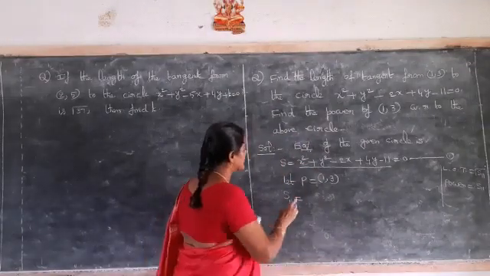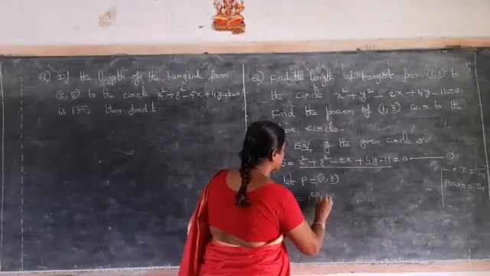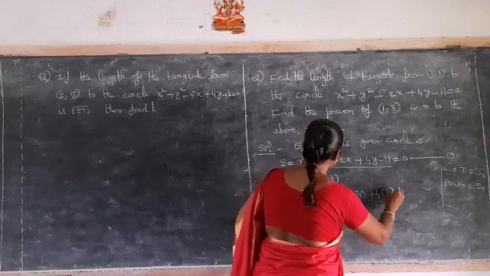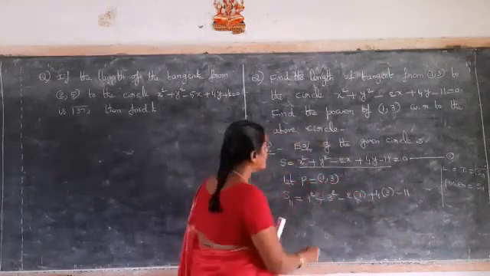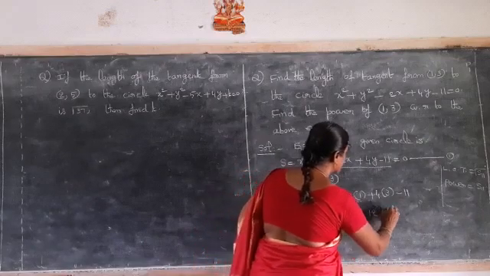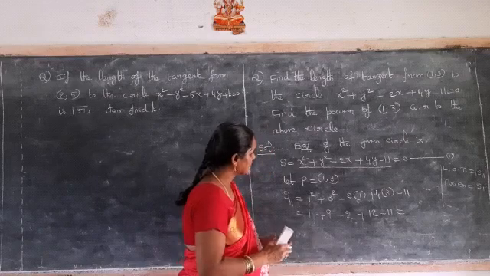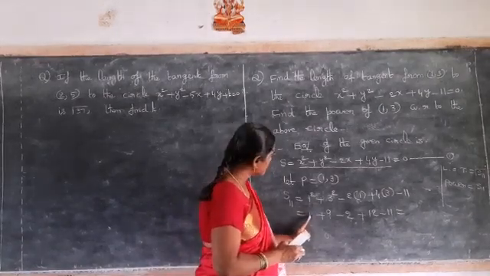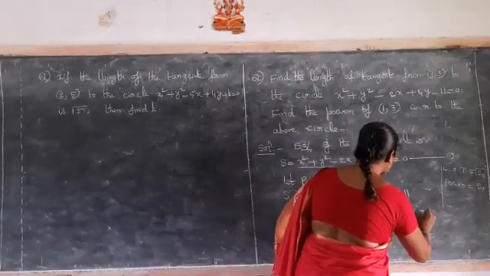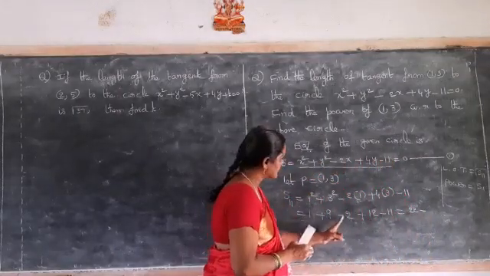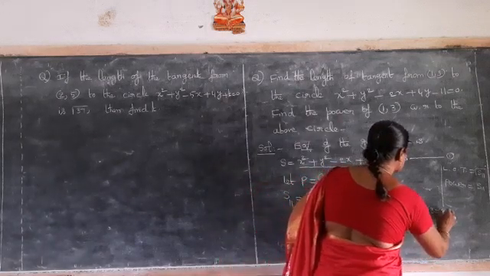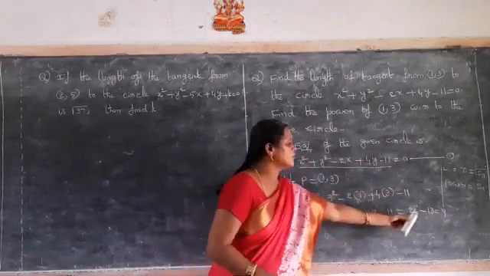Now I do substitution. x square, that is 1 square, plus y square, that is 3 square, minus 2 into 1 plus 4 into 3 minus 11. Okay, now I do simplification. 1 plus 9 minus 2 plus 12 minus 11. Here you add positive numbers: 1 plus 9, 10 plus 12, that is 22. Then you add negative numbers: minus 2 minus 11, that is minus 13. 22 minus 13 is equal to 9. So this is the value of S11.